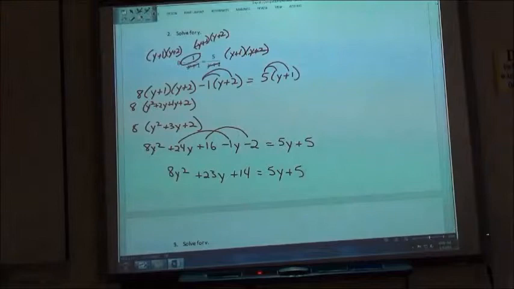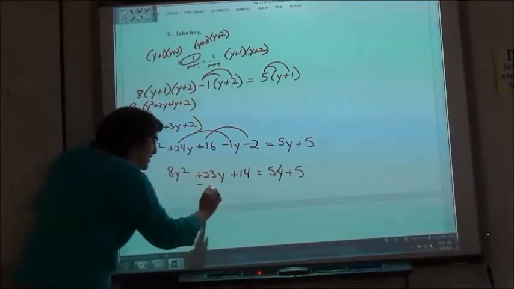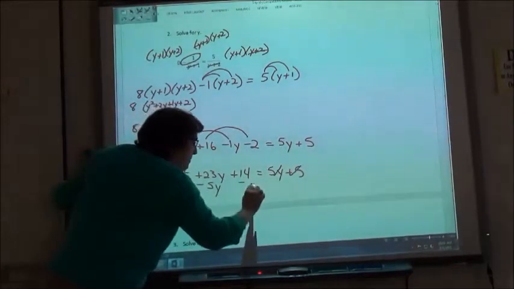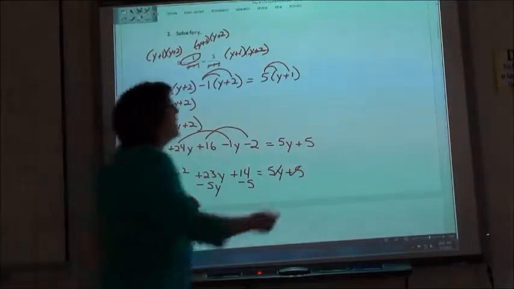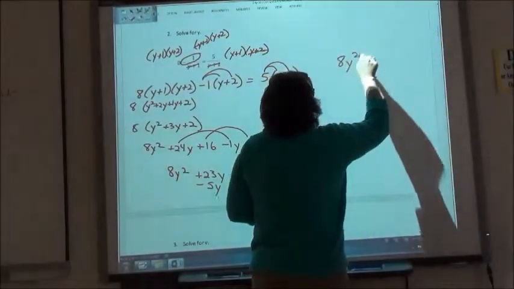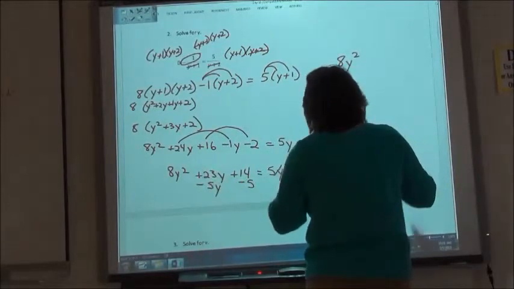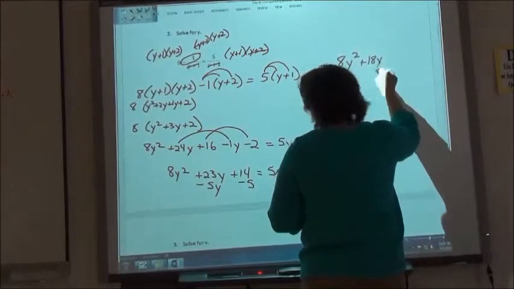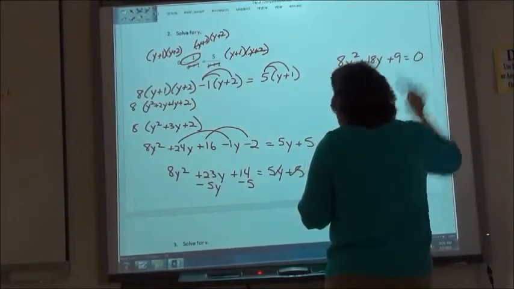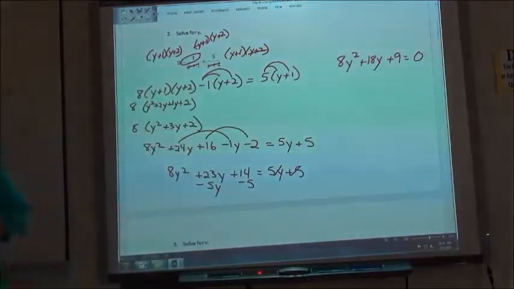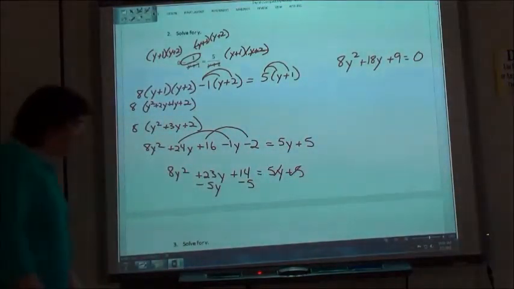We have a quadratic expression. We have to have it equal to 0. It's not equal to 0. So we need to move the 5y and the 5 to the other side. So we're going to minus that 5y and minus the 5. So now we have 8y squared. 23 minus 5 would be 18y. And 14 minus 5 looks like it's going to be 9, huh? Equals 0. Let's see if this one factors out.